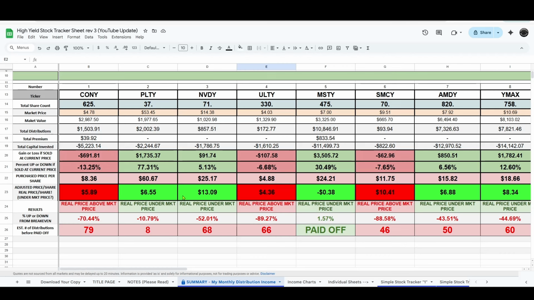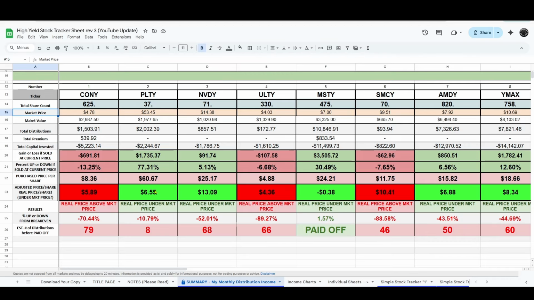So the most important part on this summary page here is this right here. And this is the real price per share, or your adjusted price per share. So what this does, and it tells you that if it's red, if you were to buy those shares at the current market price, and that current market price is also listed on this same sheet for easy convenience. And like I said, if it's red, then if you were to buy at the current market price, you will lower this real price per share.